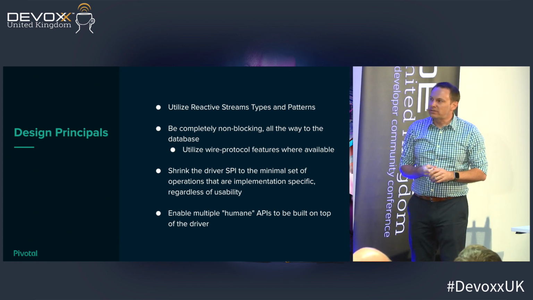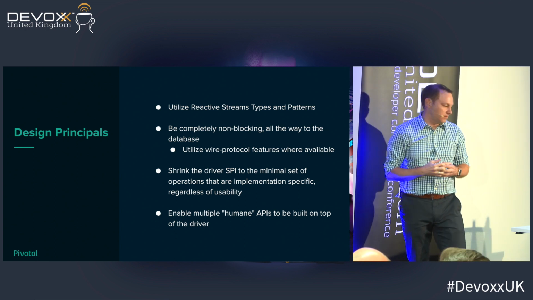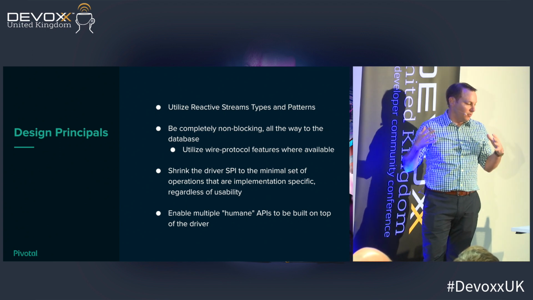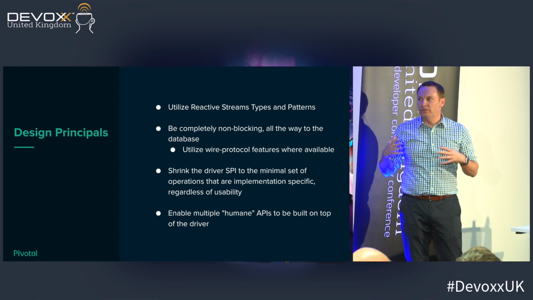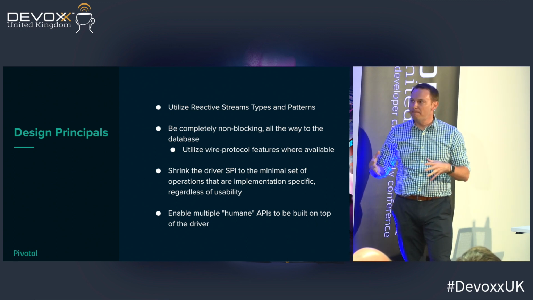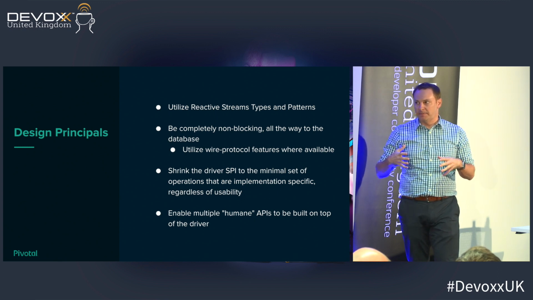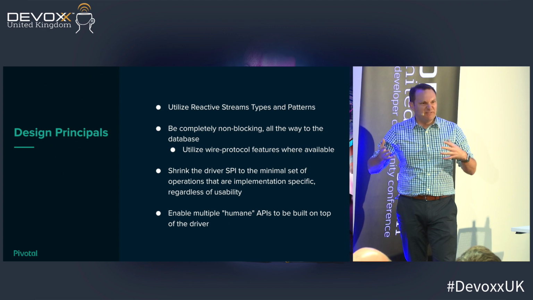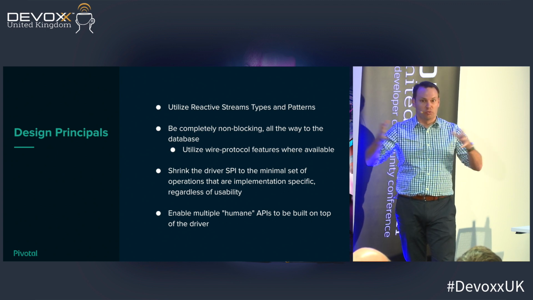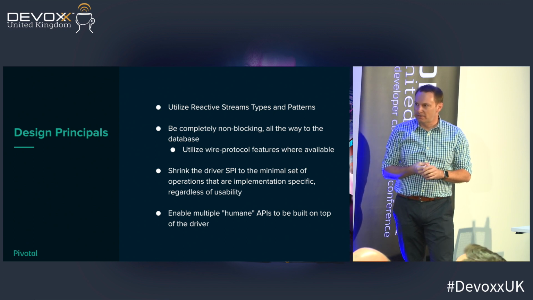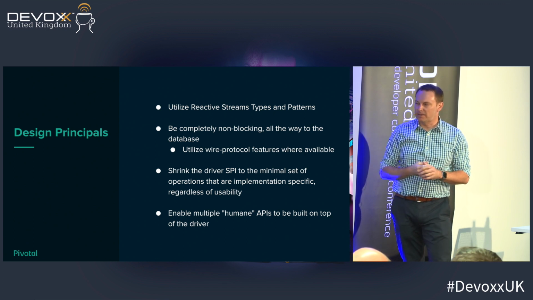The third goal is to shrink the driver SPI to the minimal possible set of operations that would be implementation specific. We only want methods on our SPI that are implementation specific. If it's something that behaves more or less exactly the same way across multiple databases, then we don't want that there. We'll talk a little bit more in depth about some examples of this later on.